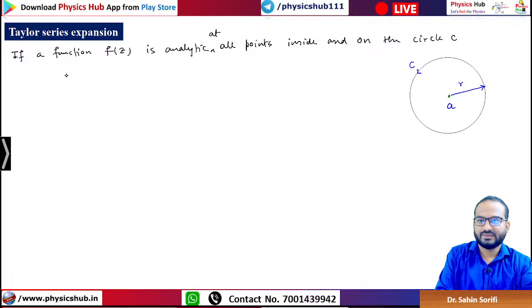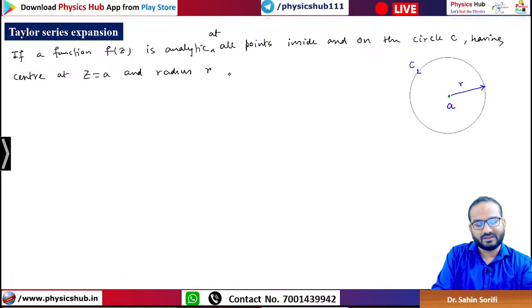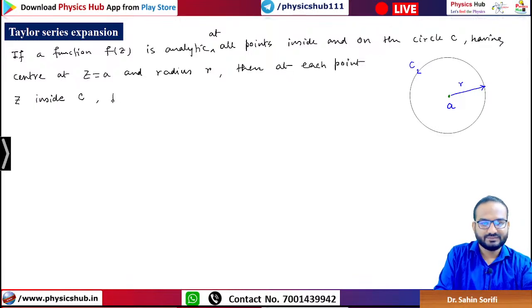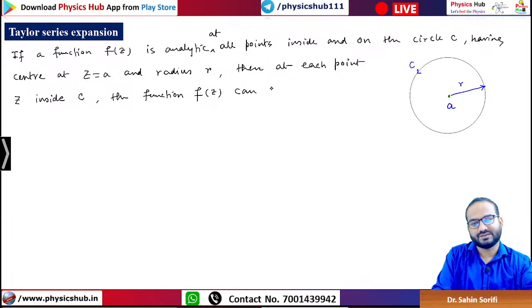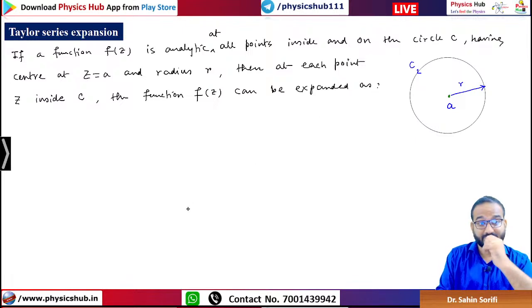So if a function is analytic at all points inside and on the circle C, having center at z equals A and radius r, then at each point z inside C, the function f of z can be expanded in Taylor series. How is it expanded in Taylor series?